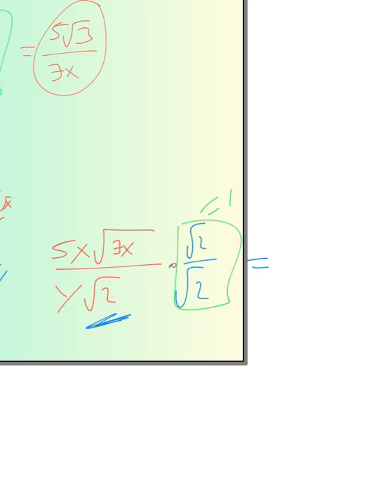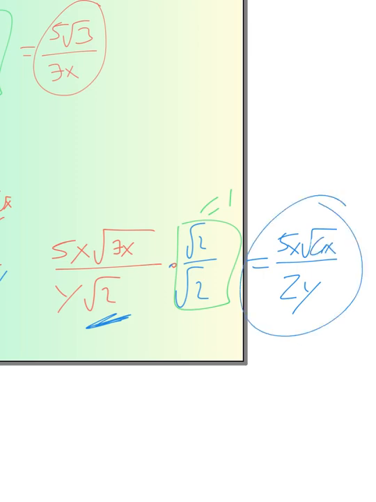So when I do that, I'm going to have on the bottom 2y, because square root of 2 times square root of 2 gives me 2, and then the y will still be there. And on the top, it'll look a little messy, but I'll have the 5x still on the outside. And then square root of 2 times square root of 3x will give me square root of 6x. I can put the 2 and the 3 together by multiplying. Let me write it one more time in there, square root of 6x. And again, that's all I could do.